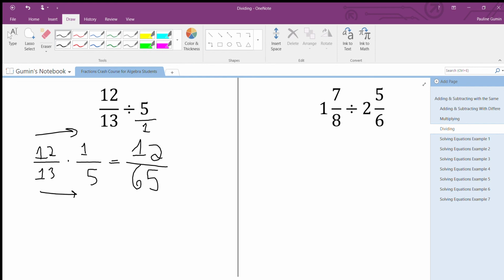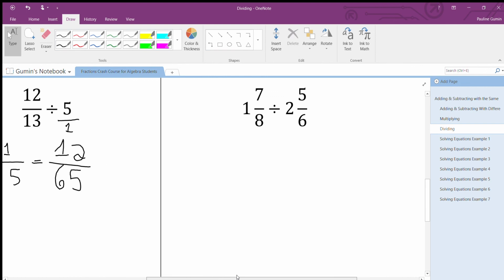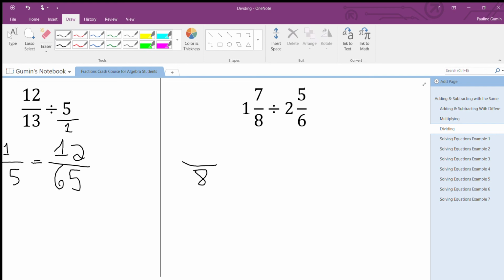All right, let's do this last problem. Just like in multiplication, when we have mixed numbers, we need to rewrite them as fractions. 8 times 1 is 8, plus 7 is 15. 2 times 6 is 12, plus 5 is 17. Okay, so we have our division problem, which we rewrite as a multiplication problem. Perfect. Let's see what we can reduce.